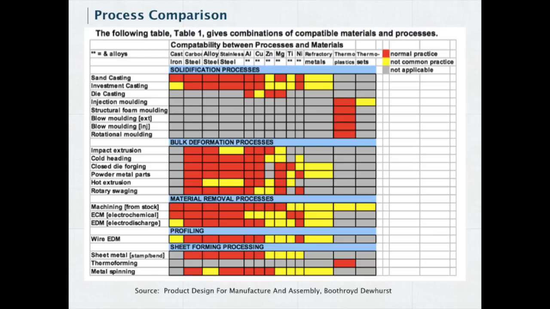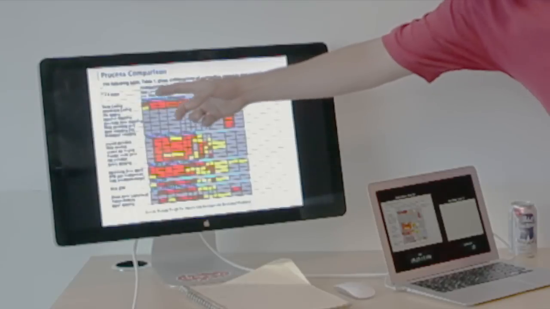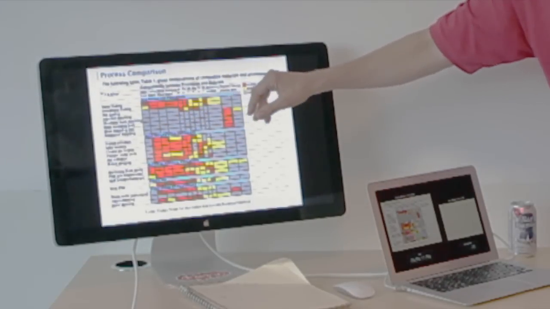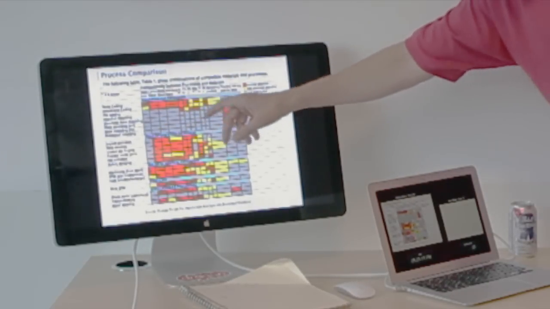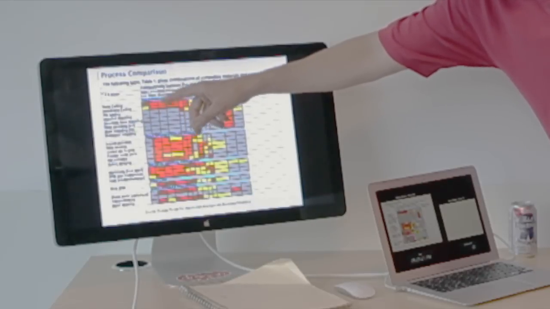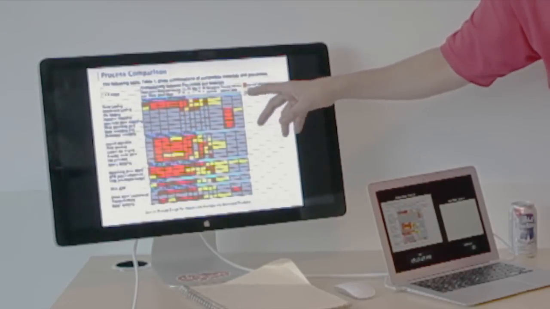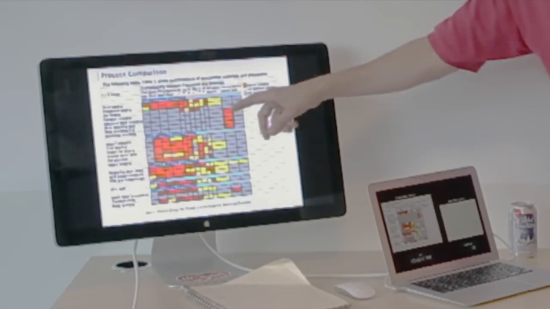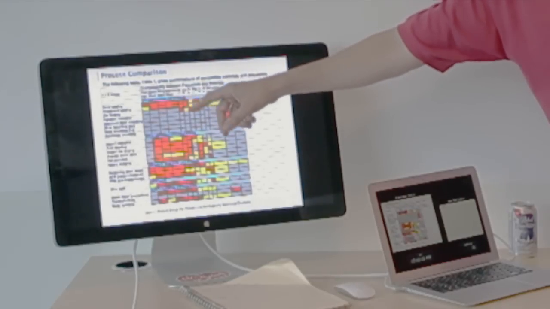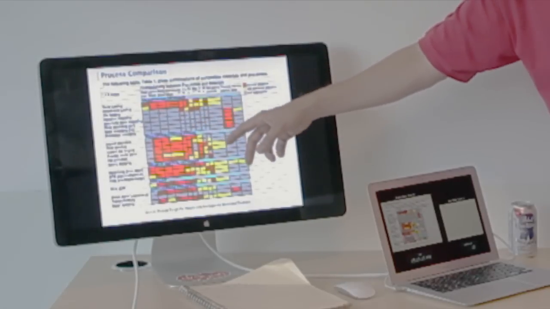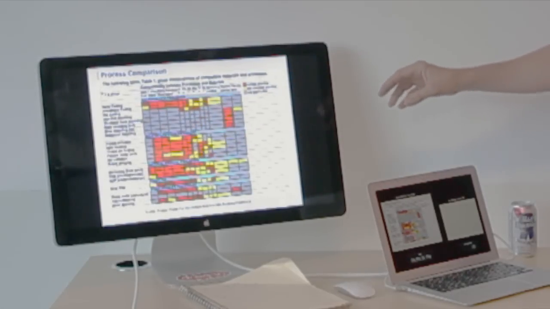What we've got here is very similar to the last chart, same processes on the left, but on the top what we've done is replace them with the different materials that you can use, from iron to carbon steel, zinc, magnesium, titanium, nickel, and classified it: red is good in this case, normal process, yellow is doable but not recommended, and then gray is you can't do it.